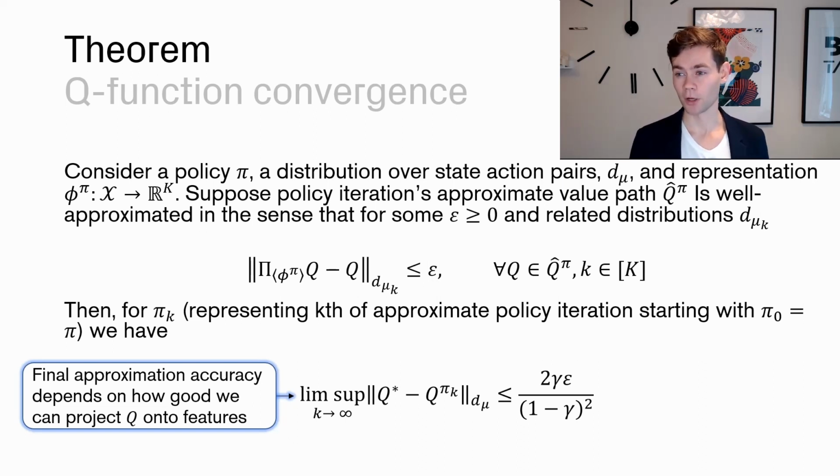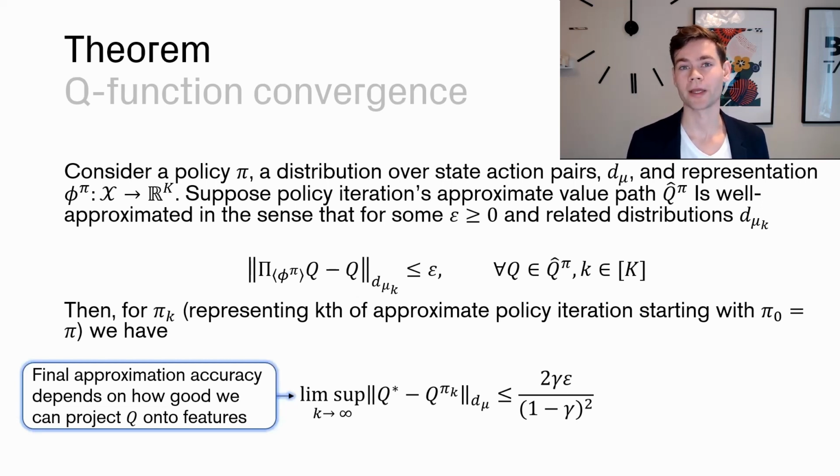And so if this difference is small, that basically means that our feature space spans the action value function in a good way. If the distance is large, that means that we're not really spanning it. So there's a big difference between the space that we can represent with our features and the actual action value function that we're trying to approximate. So we say that for all Q functions in our action value path and for all iterations k, we have a limited error here, and it's limited by the number epsilon. Those are the prerequisites.